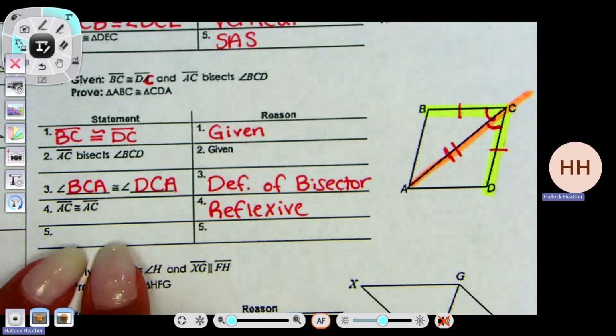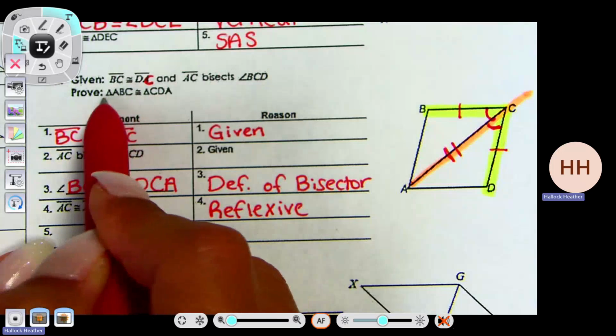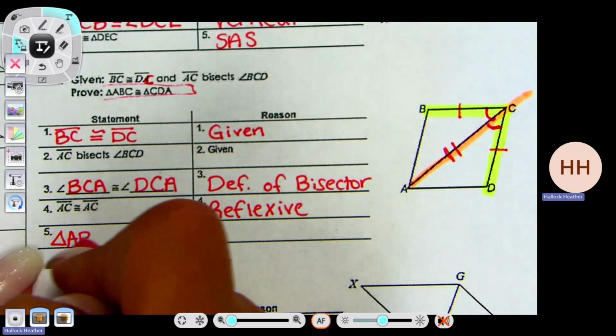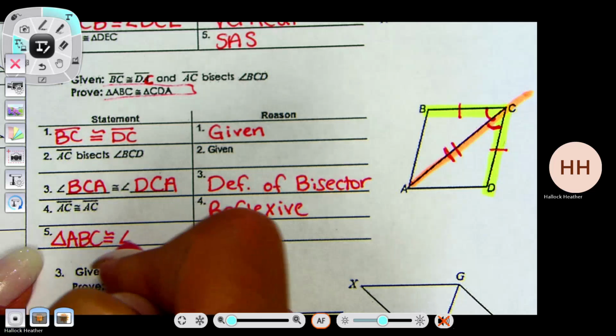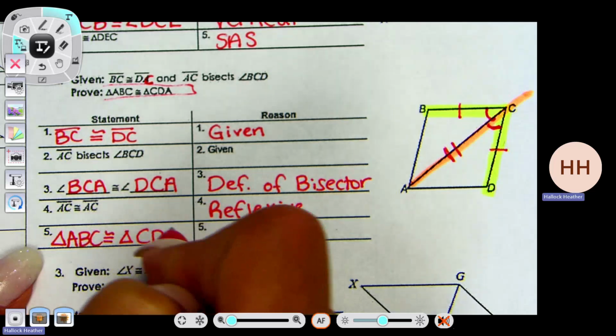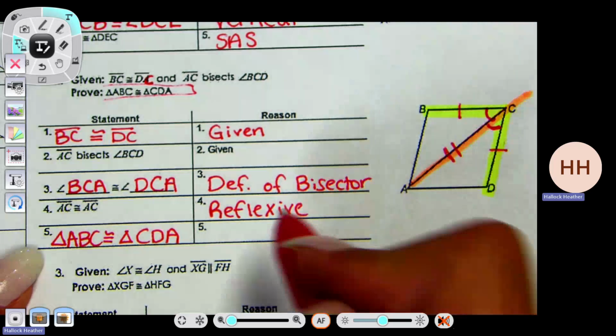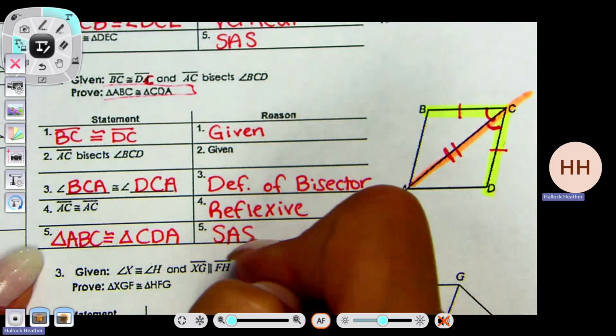So now what goes in 5? Well, this part, what I'm trying to prove. The proof part. ABC is congruent to CDA, and it is not side, side, side. What? SAS. SAS again.